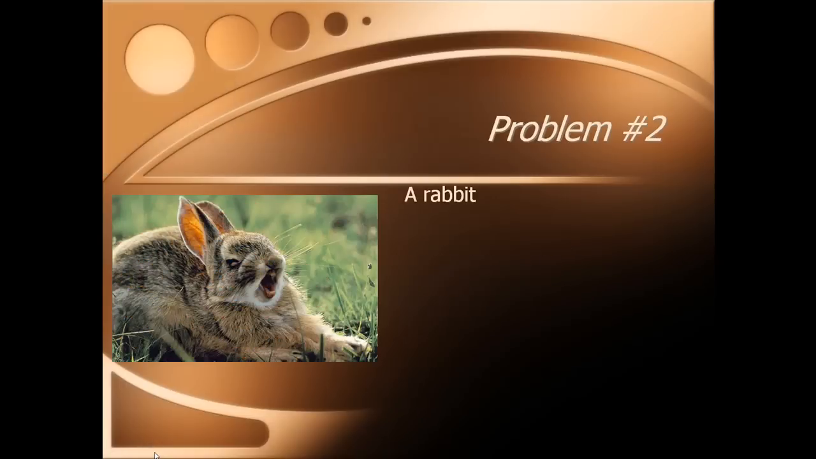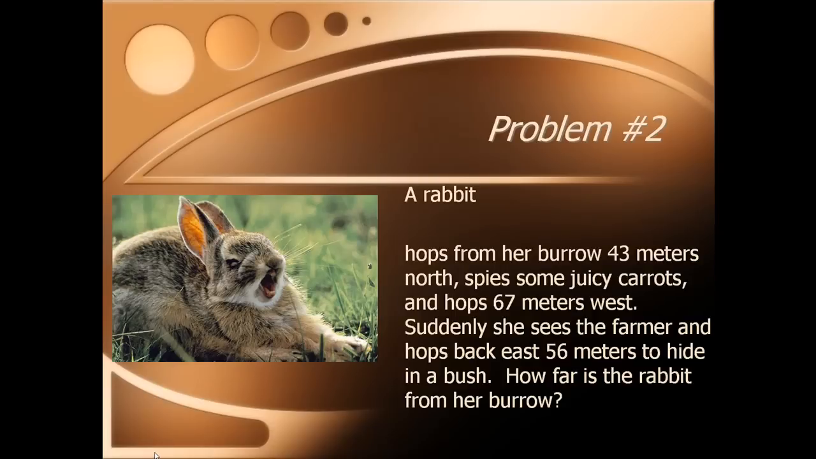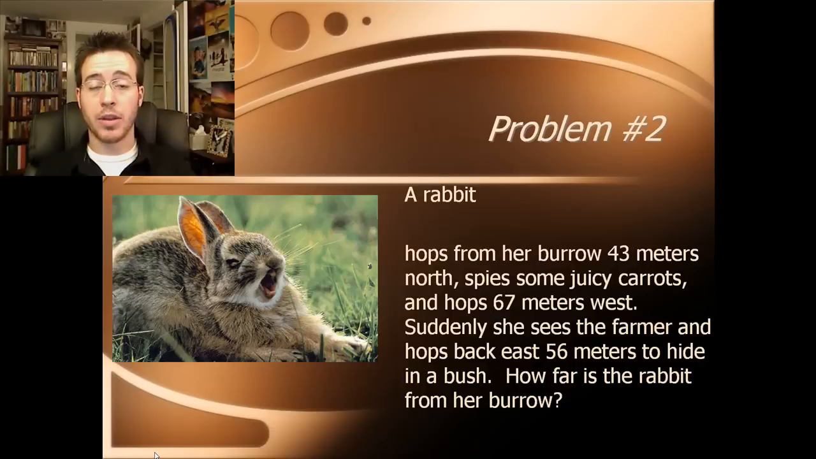So moving on to problem number two, we have a rabbit. She's a little terrified. She hops from her burrow 43 meters north, spies some juicy carrots, and hops 67 meters west. Suddenly, she sees the farmer and hops back east 56 meters to hide in a bush. How far is the rabbit from her burrow? Now, you need to figure out whether I'm asking about displacement or distance and solve the problem. Go ahead and pause the video now.